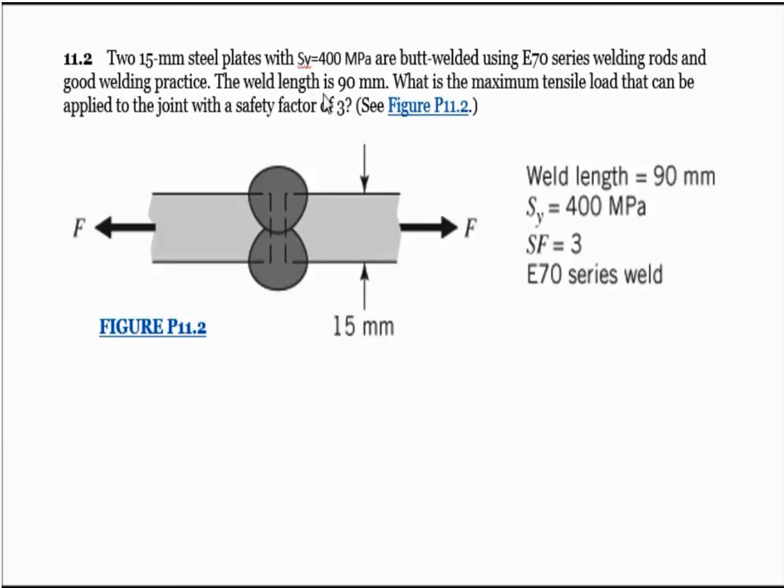The weld has a length of 90 millimeters. What they're asking us to find is the maximum tensile load that can be applied to the joint safely with a safety factor of 3. So they give us our SF of 3 there. They also give us this diagram here, 11.2. So we can see here are the two steel plates, 15 millimeters thick, two forces going out this way, and here's our butt weld right there. So we know the weld length, 90 millimeters. We have our yield strength of 400 MPa, our safety factor of 3, and we know it's an E70 series weld.